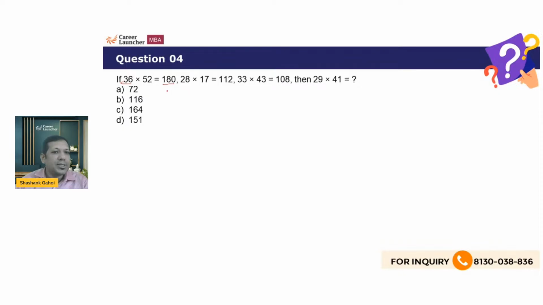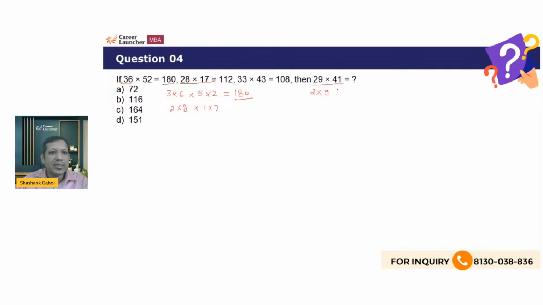So 36, I'm writing 36 as 3 into 6, 52 as 5 into 2. If I multiply these two numbers, what am I getting? Is it 180? Yes. Same I'm going to do here. 2 into 8 into 1 into 7. Is it equal to 112? Yes. Okay. So now I got my answer very clearly.